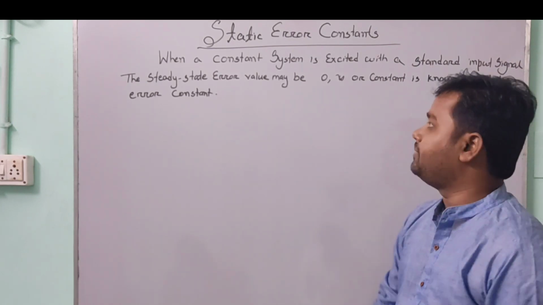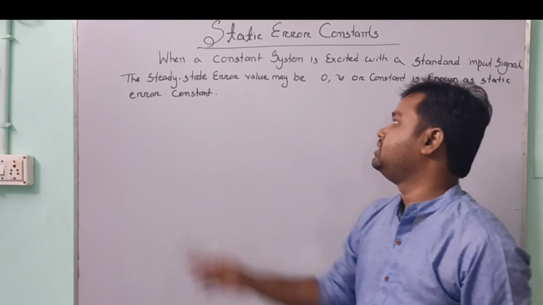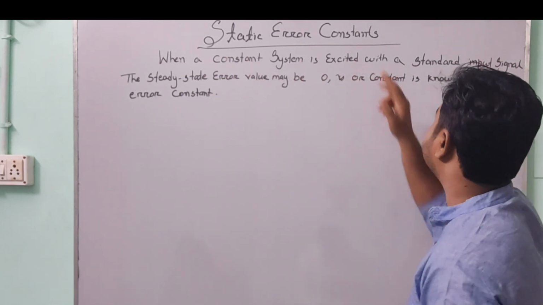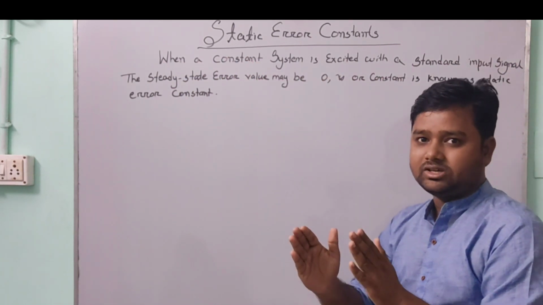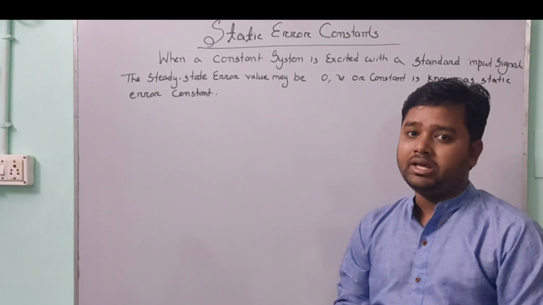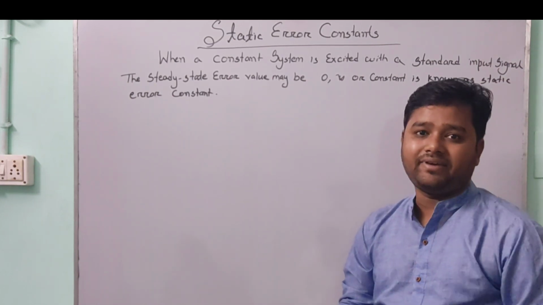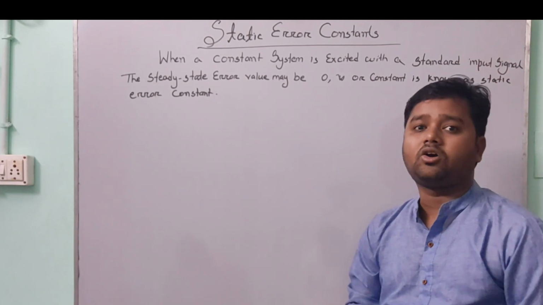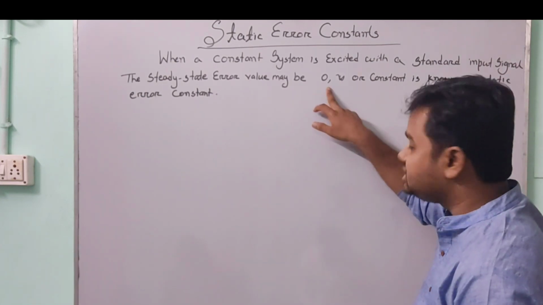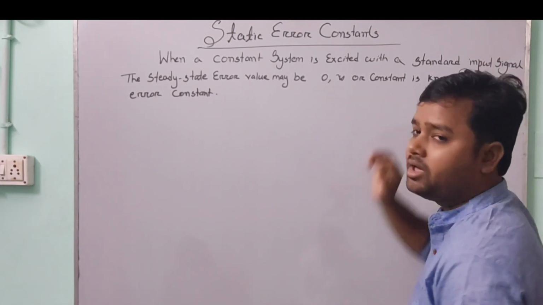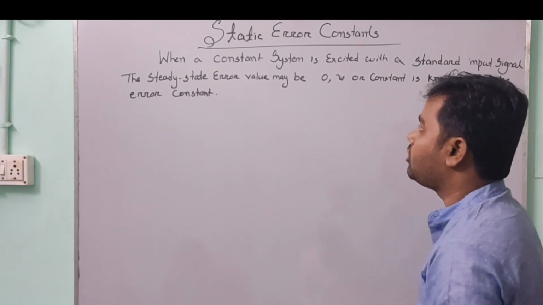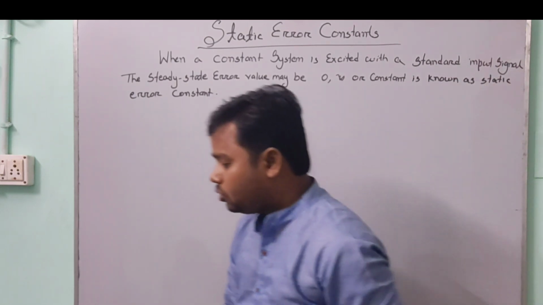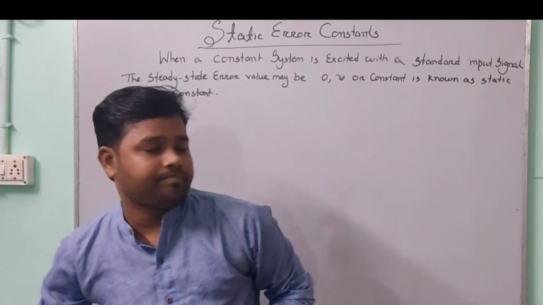And in this system, what is the definition? First we will study. When the system is excited with a standard input signal, it means a system is here and we are providing some input. If the input is a standard value, then the error which occurred may be either 0 or infinity or some constant value. So it is known as static error constant. Okay, we will start our class.